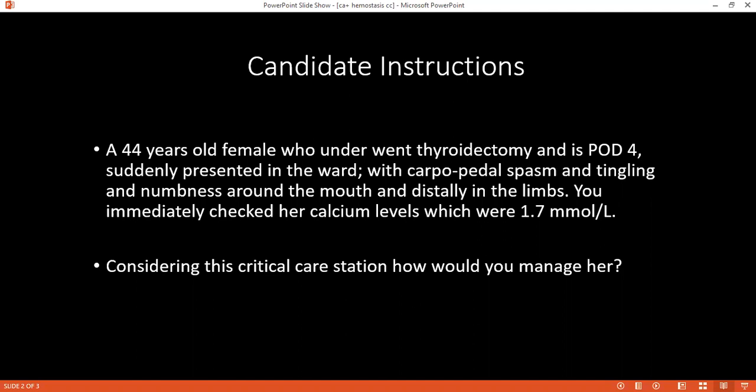I will give injection 10% calcium gluconate 10 ml. And if the patient is improving, that's okay. If not, then I will give a calcium gluconate infusion to this patient. And cardiac status will also be checked.